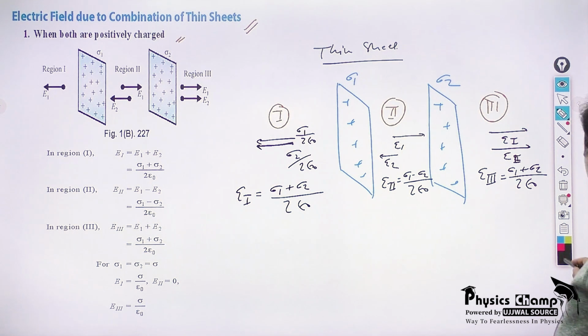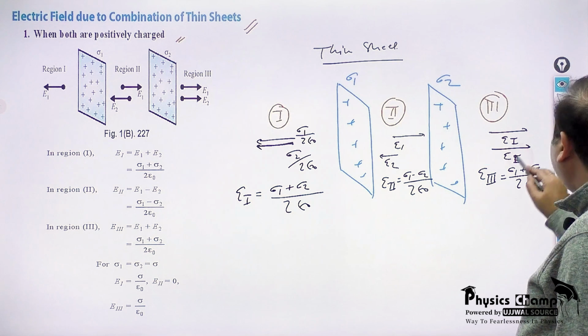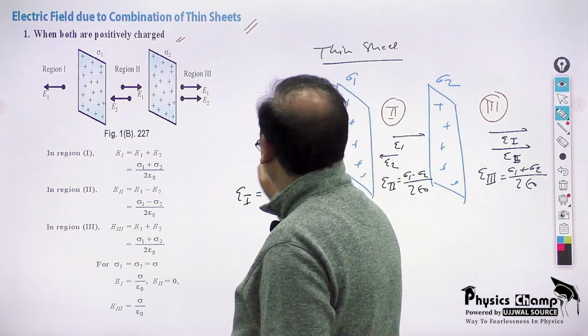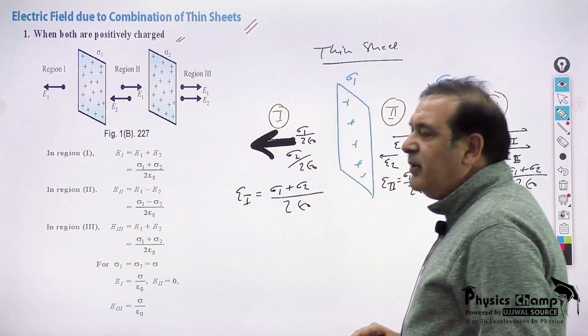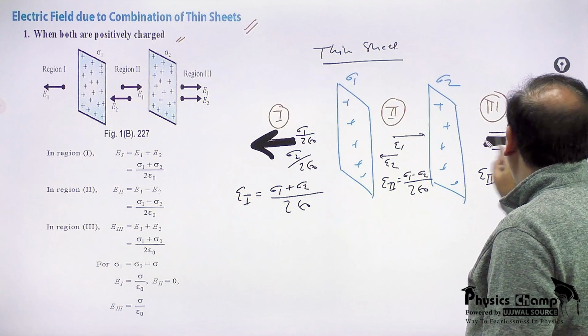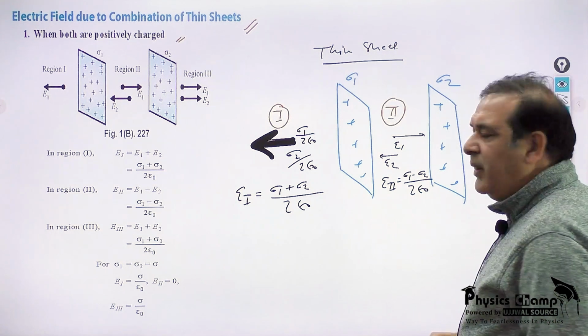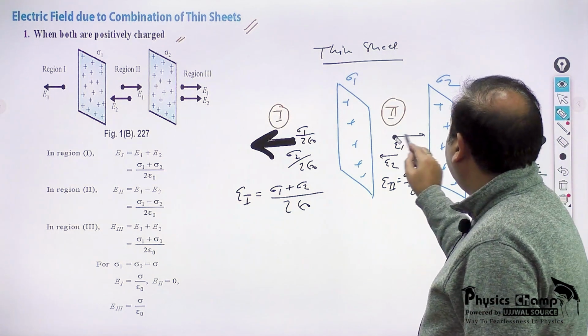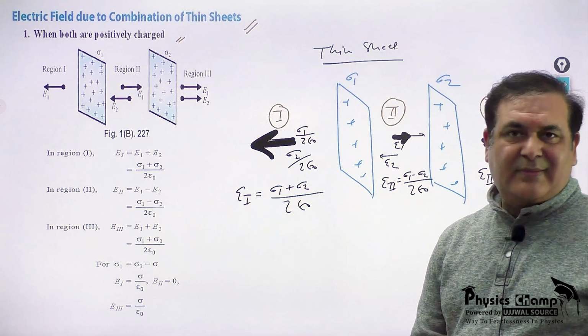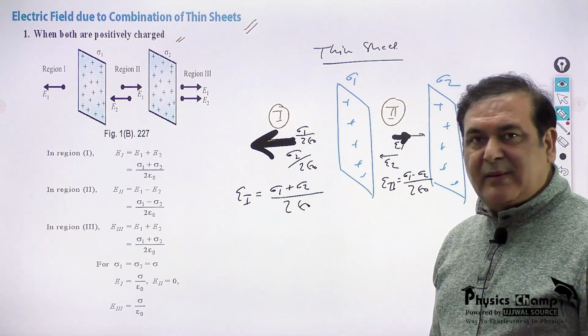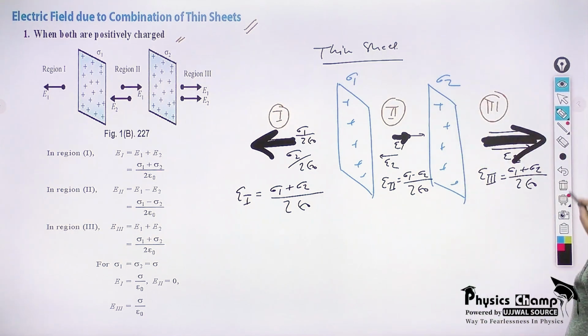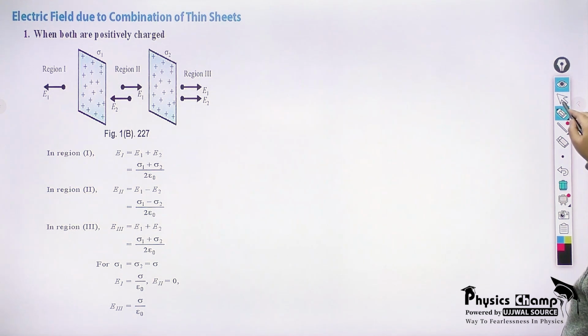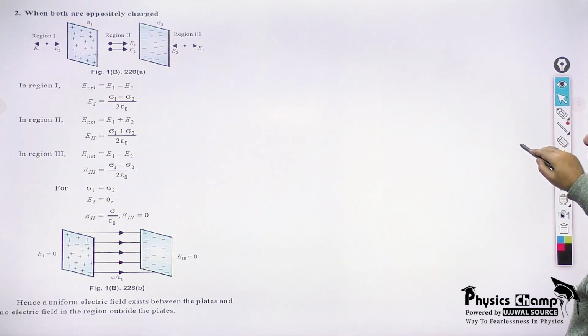So you can see in the first region the net electric field is here. In the third region the net electric field is here. And in the second region the net electric field is one minus another, whichever sigma is bigger. So this is electric field due to combination of two charge sheets.